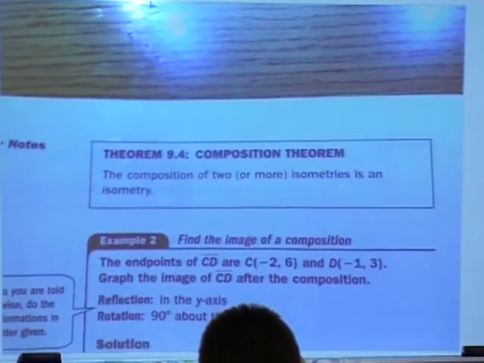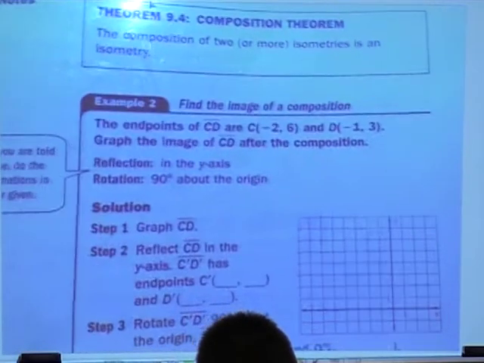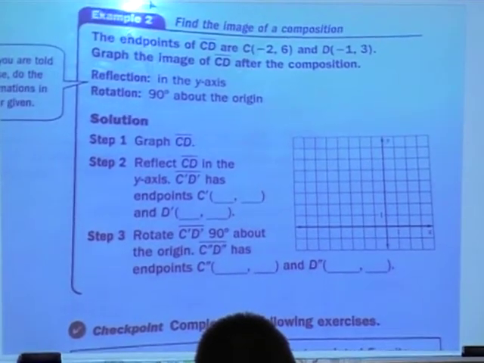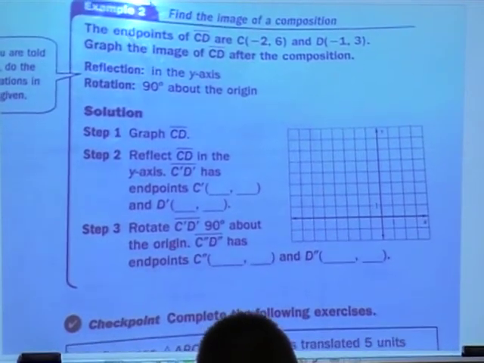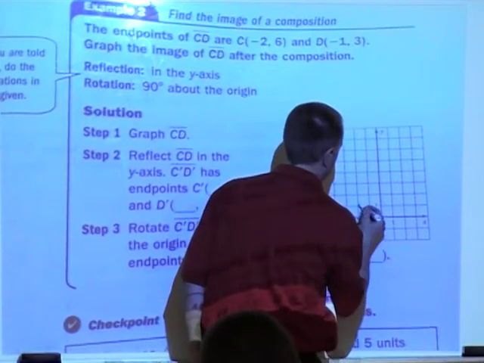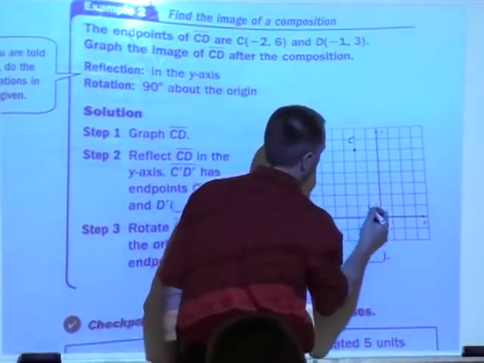Composition theorem 9.4. Composition of 2 or more isometries is an isometry. Okay. And then example 2. Let's go ahead and do this one. Okay. C is at (-2, 6). 1, 2, 3, 4, 5, 6. And D is at (-1, 3).